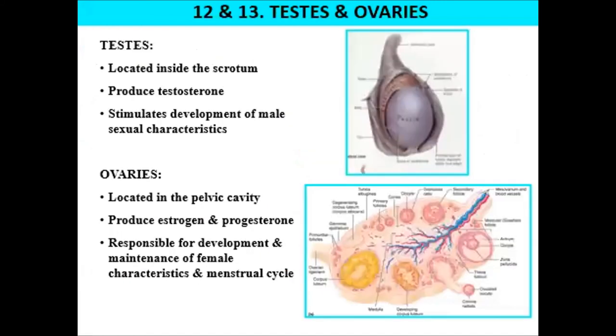Okay, and gonads: testes and ovaries. The testes are located inside the scrotum and produce testosterone, and the ovary is located in the pelvic cavity and produces hormones.